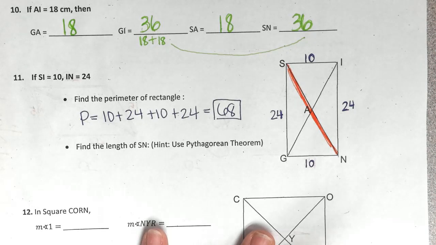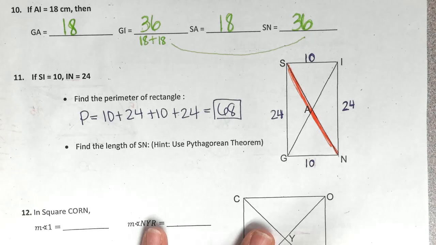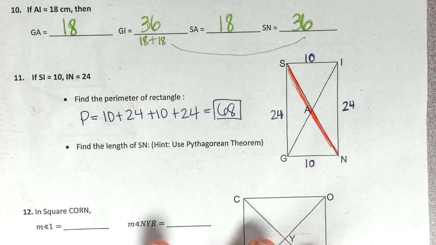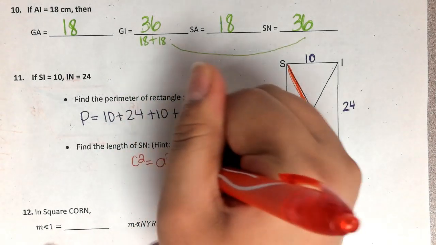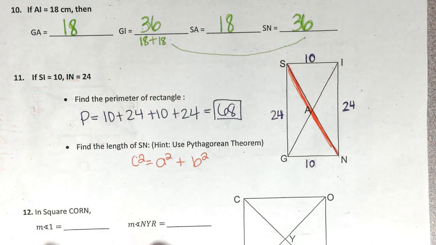It gives you a hint. What does it tell you? What is the Pythagorean theorem? We haven't used this in a hot minute. C squared equals A squared plus B squared.